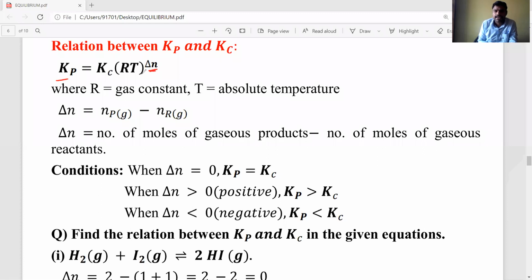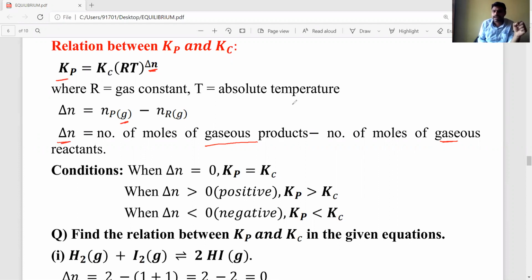How to calculate the delta n value? Delta n is the number of moles of gaseous products, with the symbol n_p. G means gaseous state products only, so you have to consider gaseous state products only. Number of moles of gaseous products minus number of moles of gaseous reactants is equal to delta n.